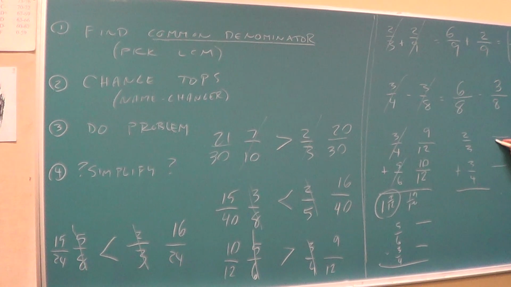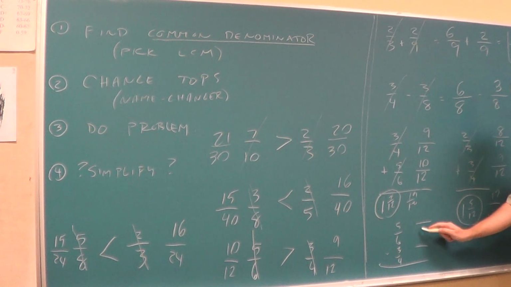This one, new bottom, 12. So the answer has to have twelfths. Top, 8, because we multiplied by 4s. And 9 on that one, we multiplied by 3s. 17 for now, but that's improper. So change it: 1 and 5 twelfths. Question about those 4?